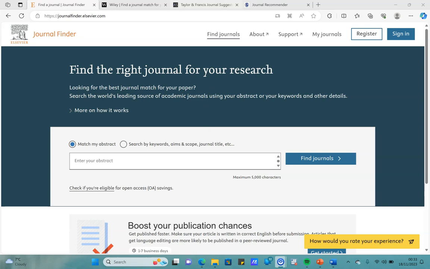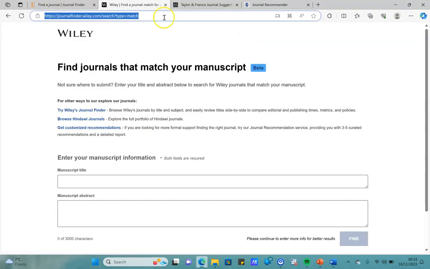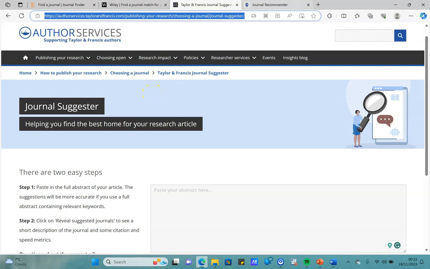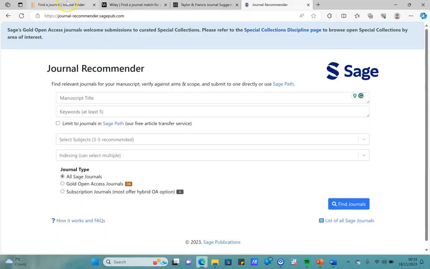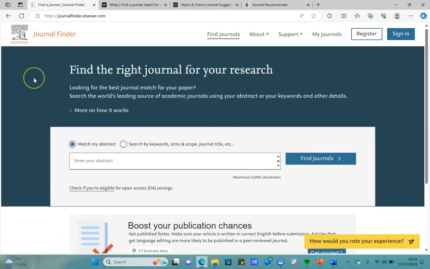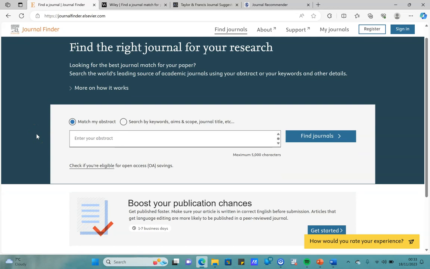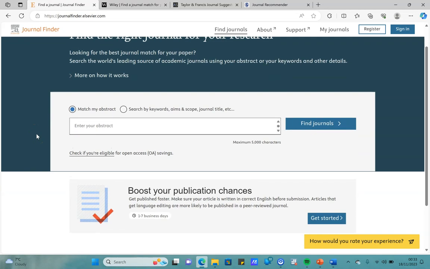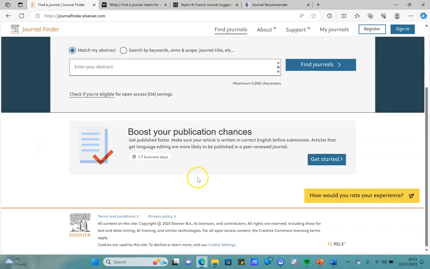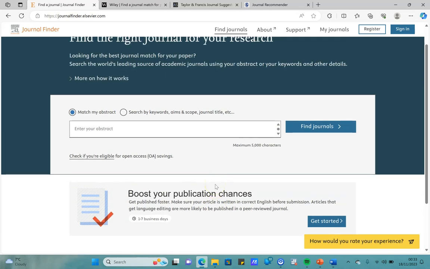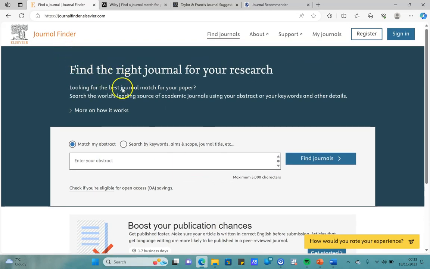So I have these four publishers' systems in front of me. First, we have Elsevier. Next, we have Wiley, Taylor & Francis, and then Sage. All of those platforms actually offer a similar structure. So it's a very simple way to get some suggestions from them. So let us start with Elsevier.